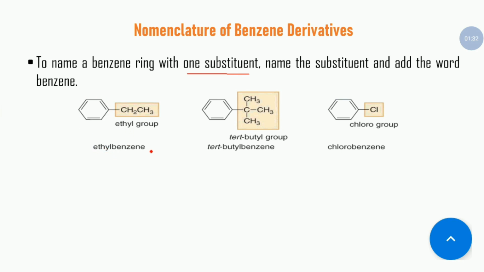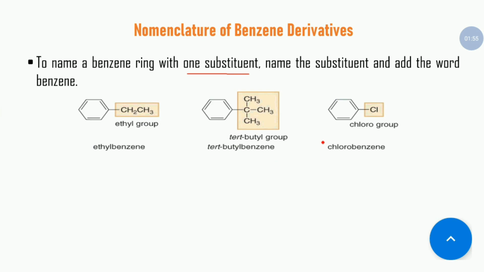Number two. Here also benzene is there, and one substituent is there, that is a tertiary butyl group. Here 4 carbons are there, so it's a butyl group, and you just put the name, that is tertiary butyl, first. After that you just write the name, that is benzene.